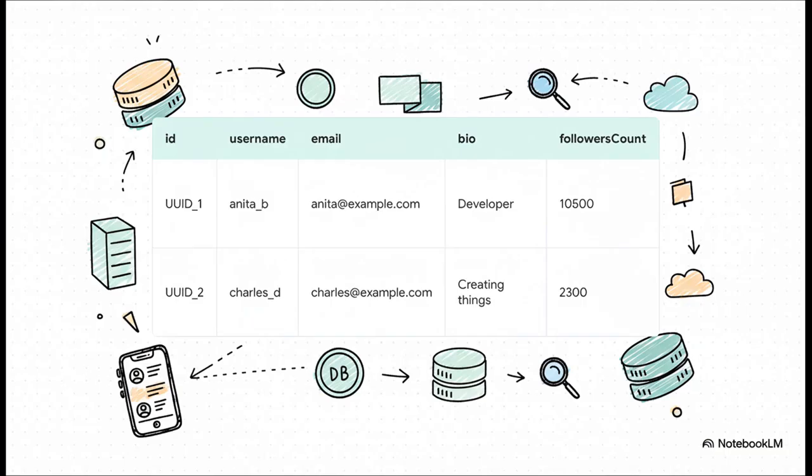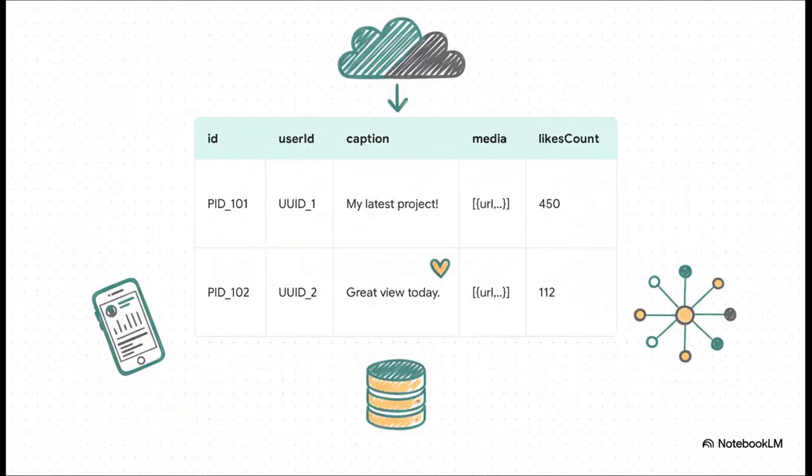It all starts with the users table. Pretty straightforward, right? Every single user gets their own unique ID, and we store their username, bio, and other key info right here. This is the central record for every person on the platform. Okay, next up, the posts table. Now, the absolutely crucial piece here is that user ID column.